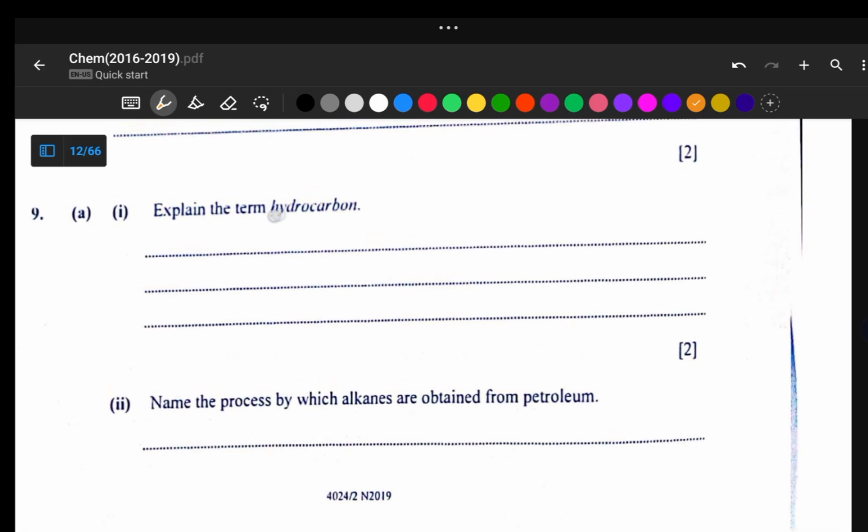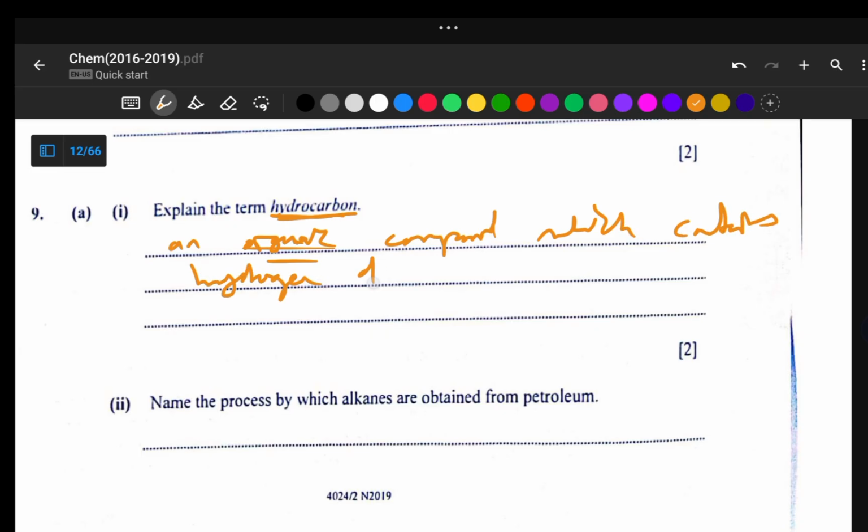So number 9 says, explain what is meant by the term hydrocarbon. So a hydrocarbon is an organic compound. So the definition must include this: an organic compound which contains hydrogen and carbon only. So you must underline these.